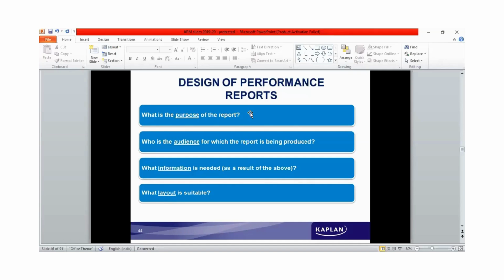And what information should be included in this? What information is needed? After that, what layout is suitable to address that particular issue? That is, what layout is suitable.